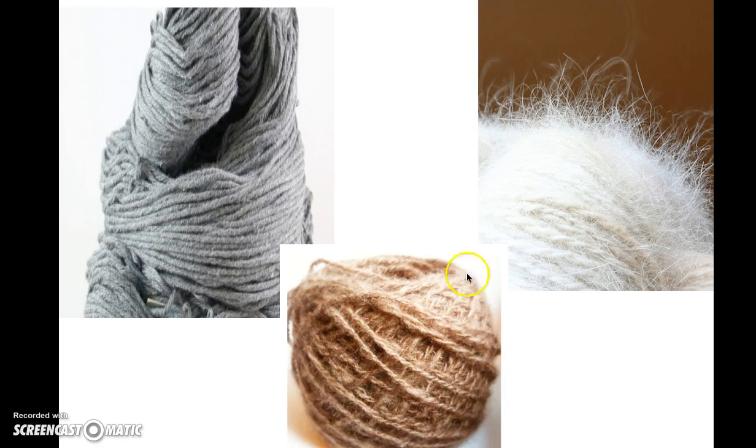This here is an example of Angora, and this is really what we call a halo effect with the yarn. The hairs kind of naturally come out of the yarn a little bit, and it makes it have this fuzzy feel to it.